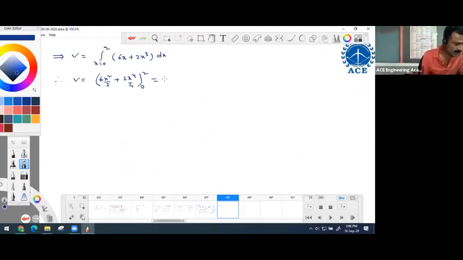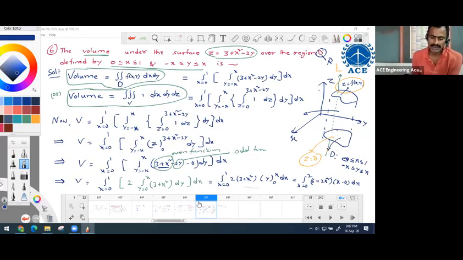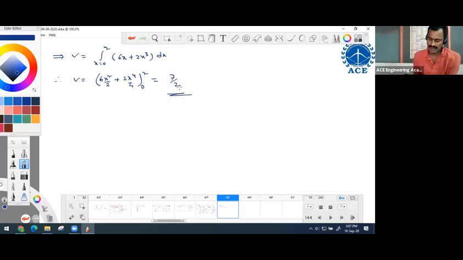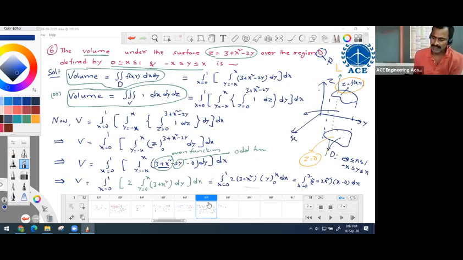Here the answer will be 7 by 2 onwards. For this problem, the answer is this. That is, it is the volume of the given region, or the volume of the region under the surface above its projection. The projection is given by this.